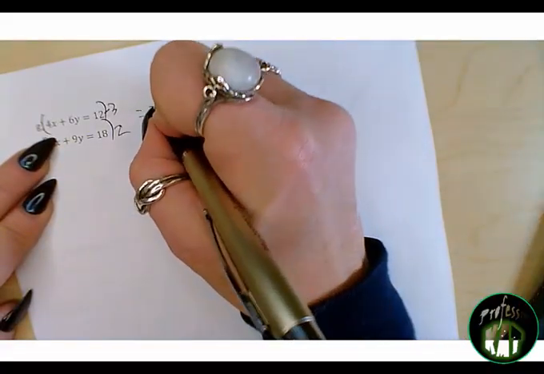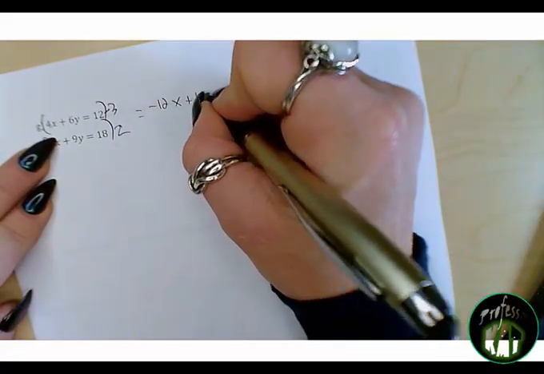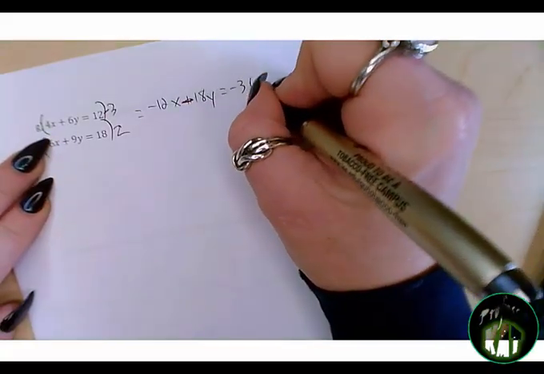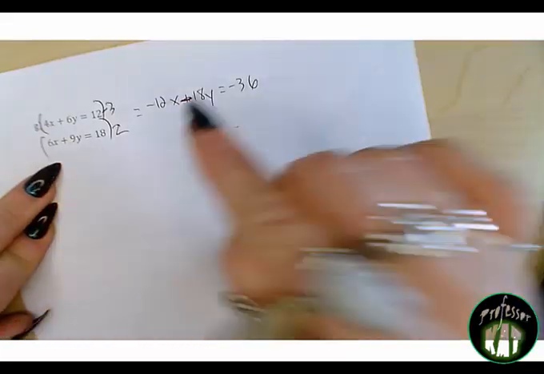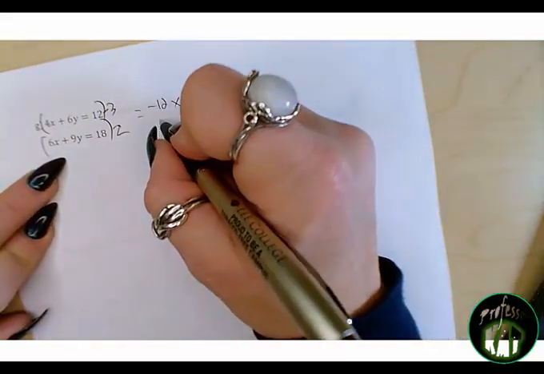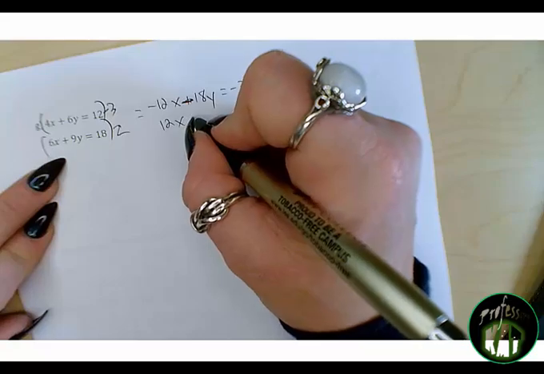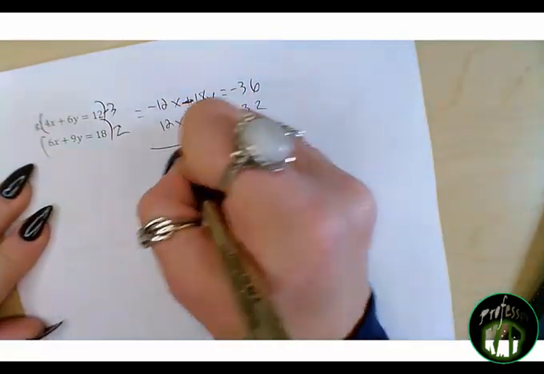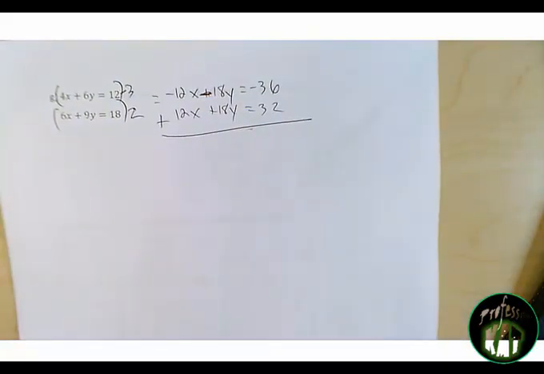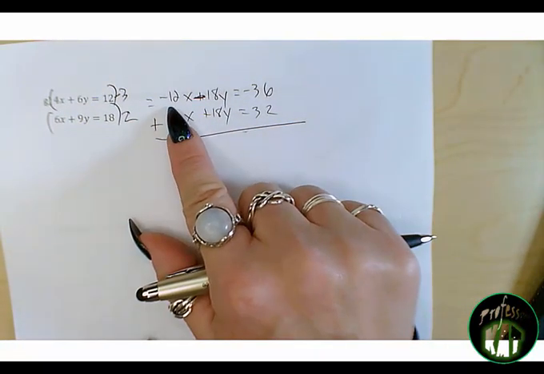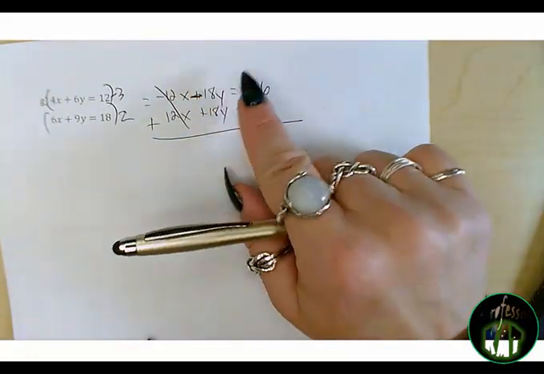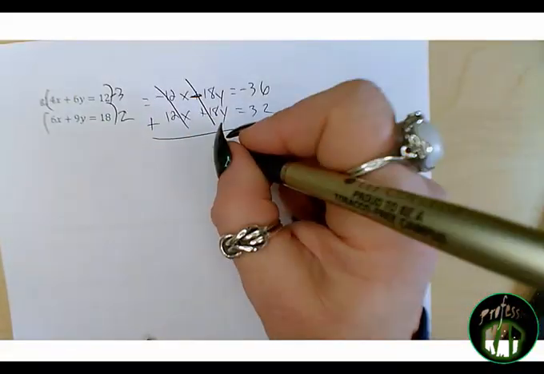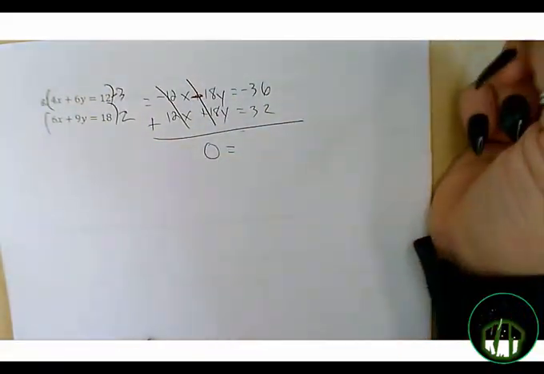When I do so, I get negative 12x minus 18y is equal to negative 36. When I multiply the bottom equation by 2, I get a positive 12x plus 18y is equal to 32. Add these equations. Negative 12 plus 12 is 0. Negative 18 plus 18 is 0. When the entire left side goes away, that is a 0.